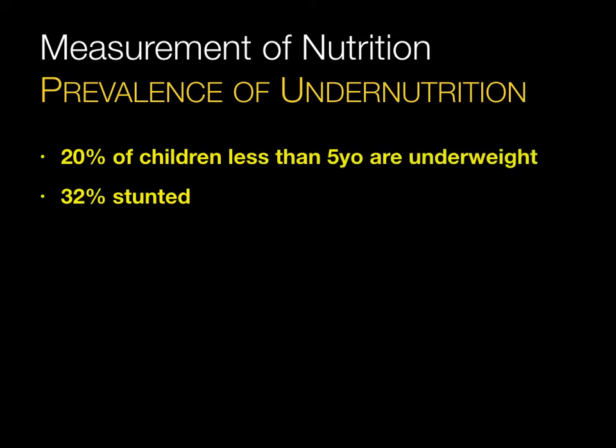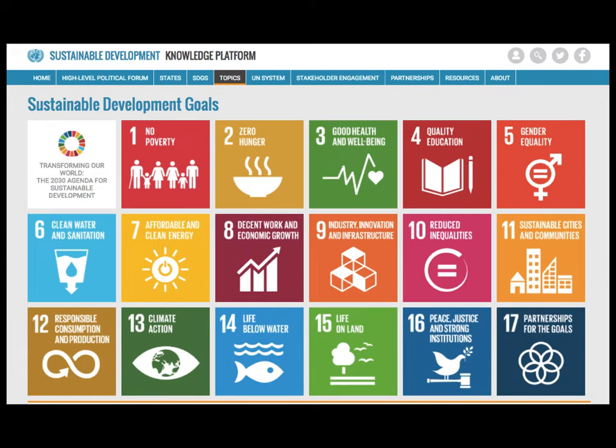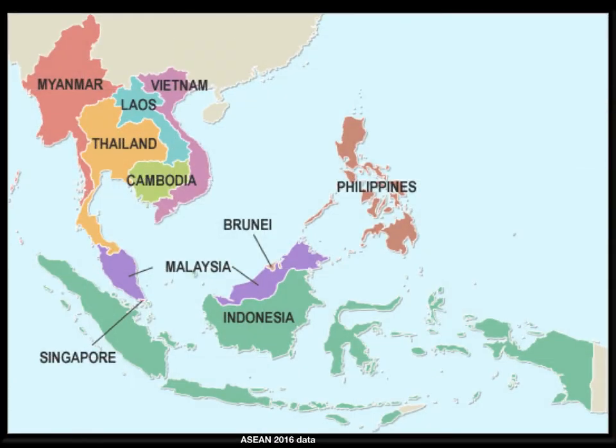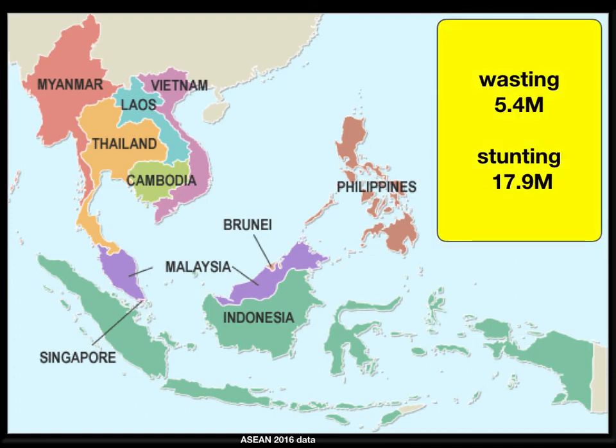In 2005, 20% of children less than 5 years old were underweight and 32% were stunted. According to the Sustainable Development Goals of the United Nations, for us doctors, we should end hunger, achieve food security and improve nutrition, promote sustainable agriculture, and ensure healthy lives and promote well-being for all at all ages. In the ASEAN region, wasting was documented at 5.4 million children and stunting at 17.9 million.